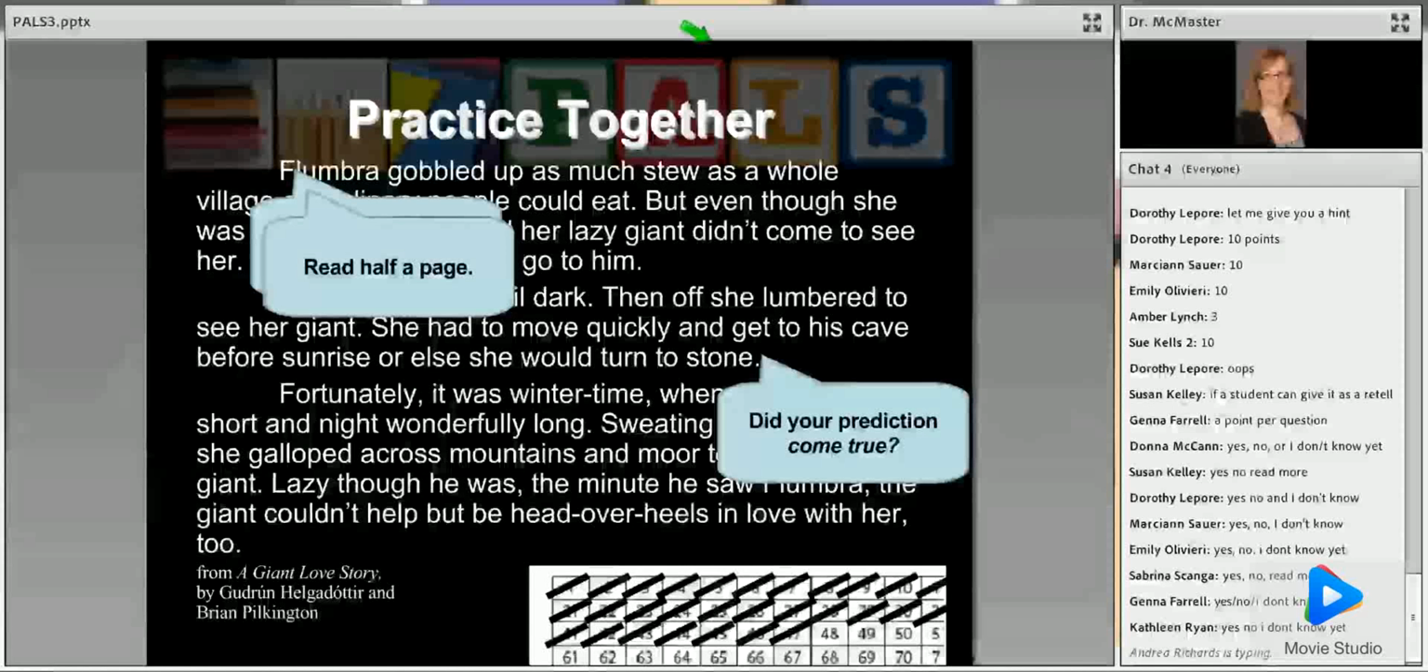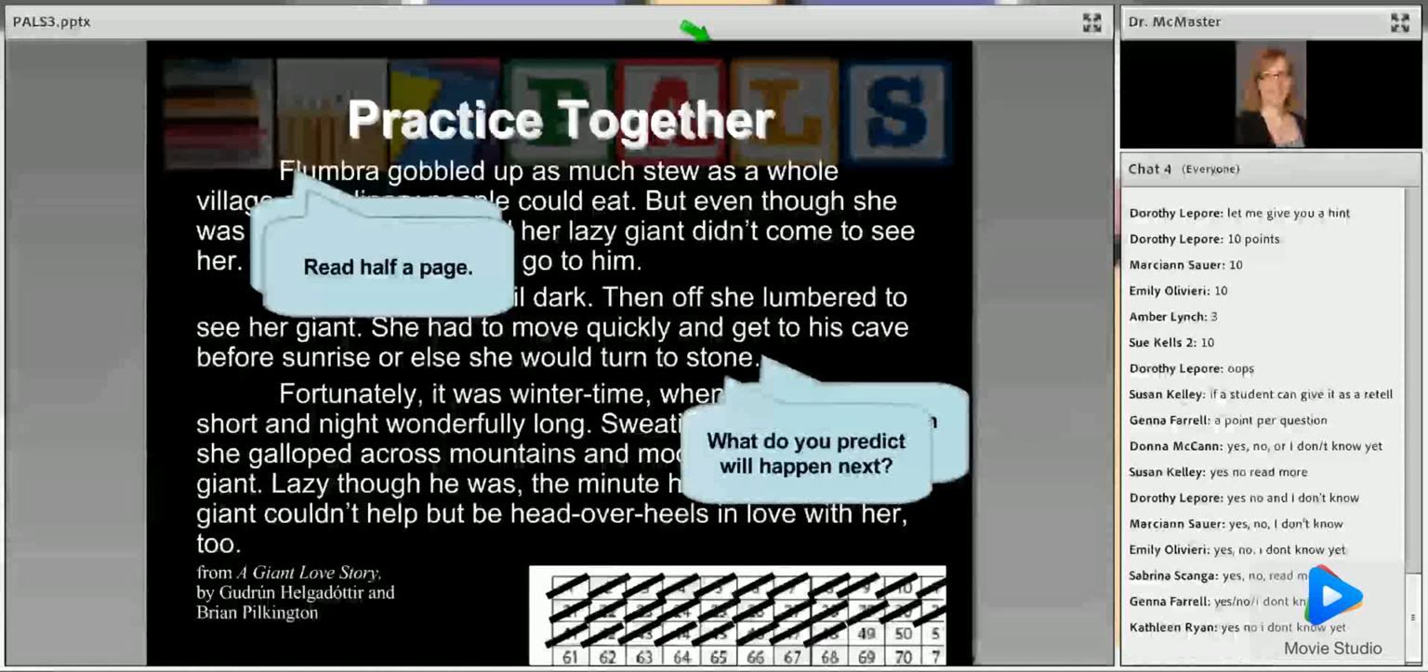And then my partner would mark a point and would tell me, what do you predict will happen next? So now I would make another prediction. So as the reader, it's still my turn. I have 5 minutes. So I'll make a new prediction. Maybe that Flumbra will make it all the way to the giant's cave before the sun comes up. And then I would continue reading.